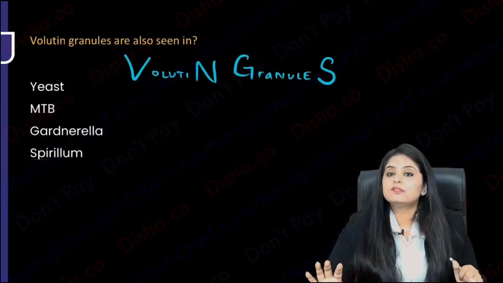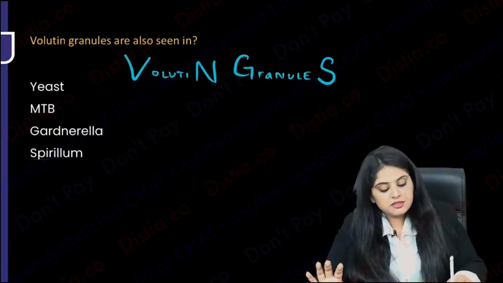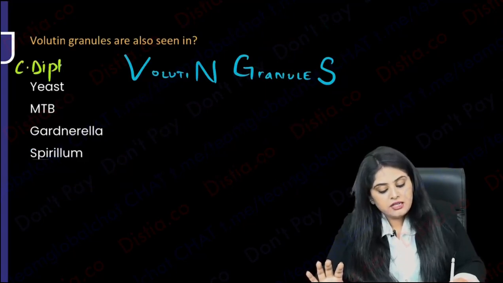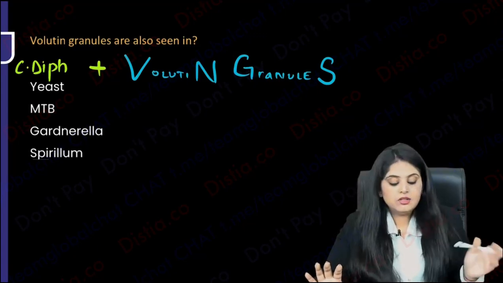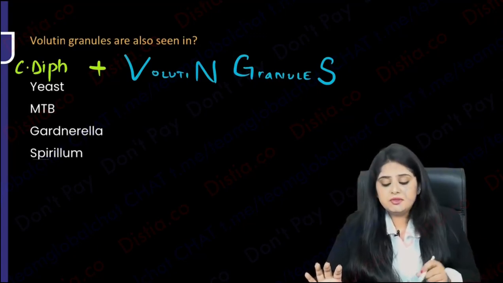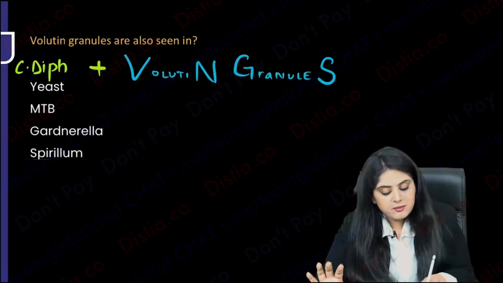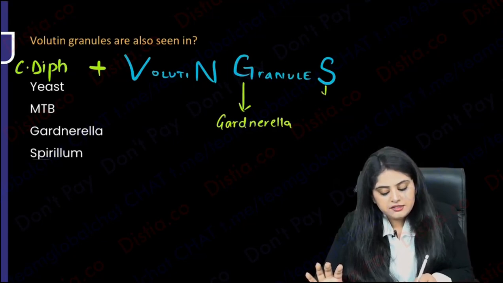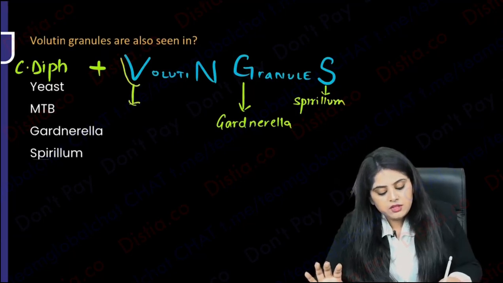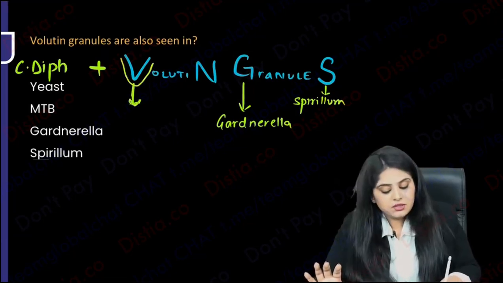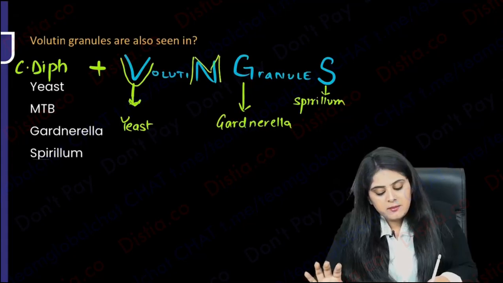Are Volutin granules specific to Corynebacterium diphtheriae? No. They are seen in Corynebacterium diphtheriae plus a long list in front of you. How do you write volutin granules? First alphabet, last alphabet, first alphabet, last alphabet. So please remember, G is going to be for Gardnerella. S is going to be for Spirillum. V, we are going to make a Y out of it, so that is going to become yeast forms. And N, we are going to make an M out of it, and that is going to be Mycobacterium TB.